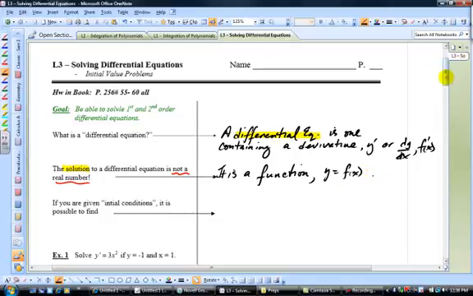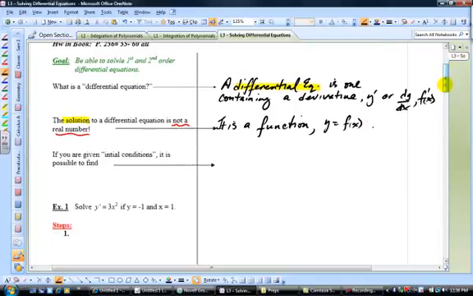And that famous constant of integration that you saw in the last couple lessons, we're going to be able to find it today. If we are given what are called initial conditions, which I abbreviate as IC, it is possible to find the constant of integration.